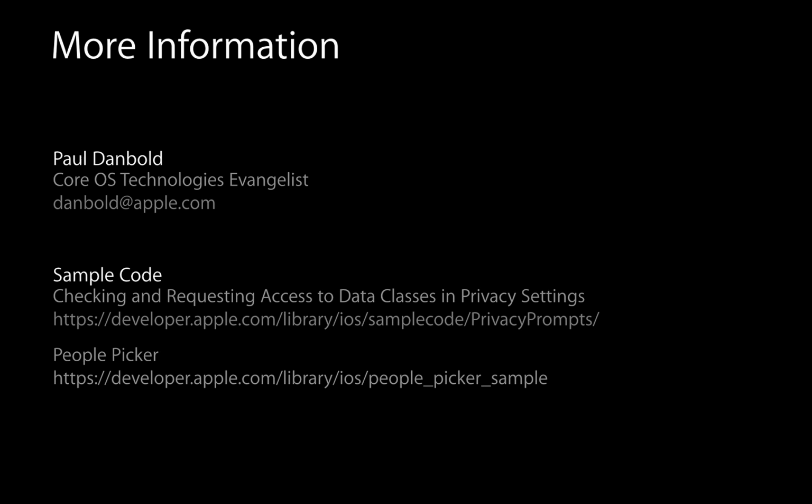Now, Paul is our evangelist, and he is a great resource to reach out to if you have any questions after today. Also, we have two sample code projects. The first one, privacy prompts. This is a help start for how to adopt data isolation, and especially great to look at for the new data isolation classes. Then, people picker. This is good to look at if you currently use the people picker or are wanting to adopt it in iOS 8.